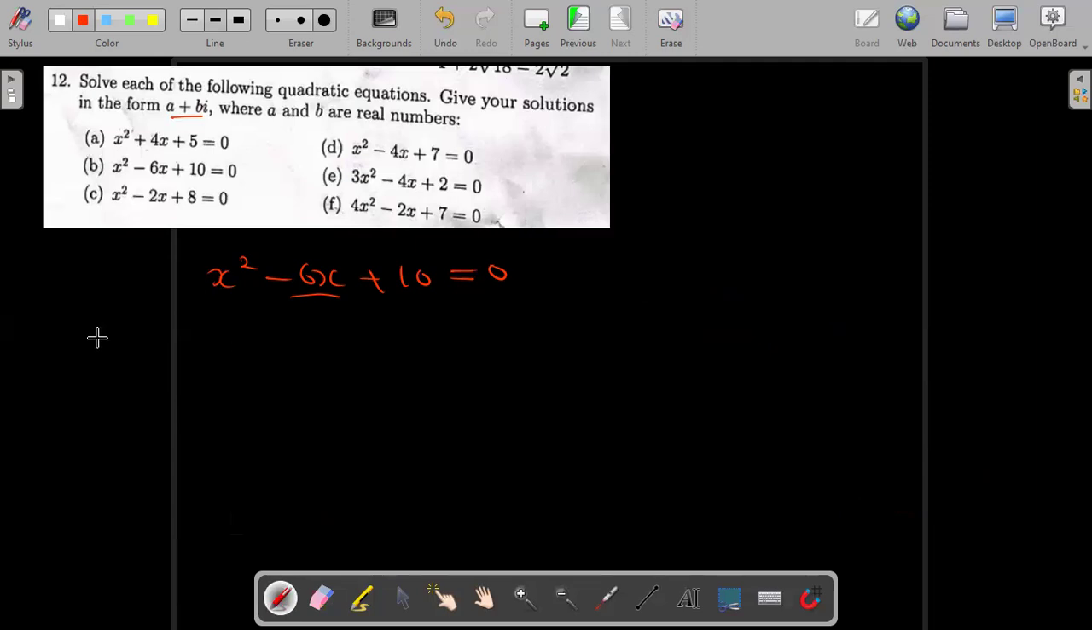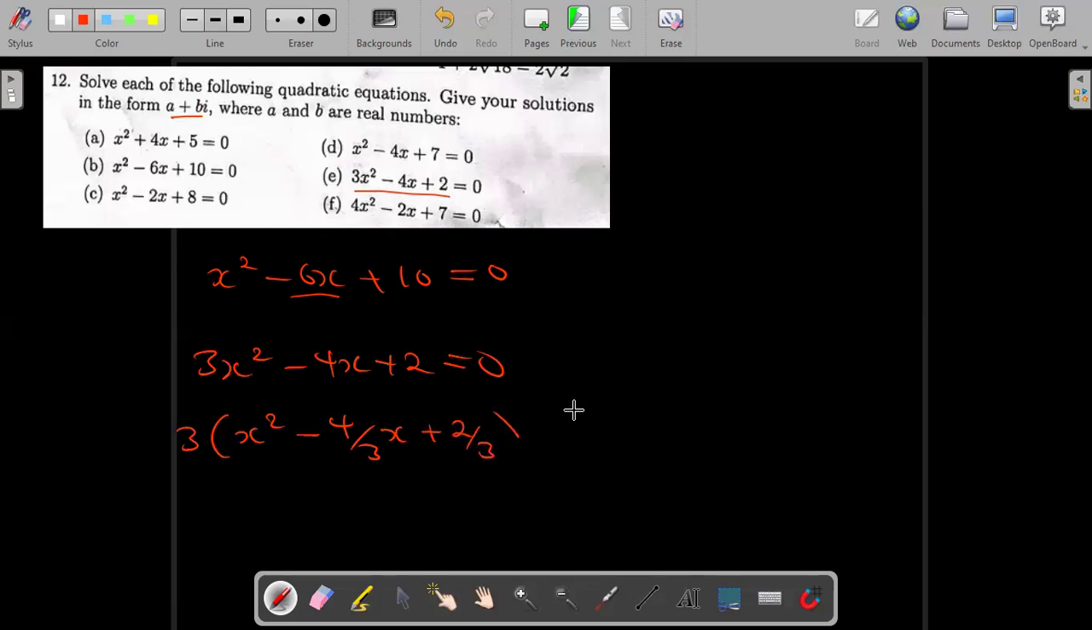Let's take an example: 3x squared minus 4x plus 2 is equal to 0, where this has a coefficient. The first thing is you factor out this coefficient. When you factor out the 3, you have x squared, then minus 4 divided by 3 x, and plus 2 divided by 3, equal to 0. So that's the first key step: you have to factor out. The earlier one had a coefficient of 1, so we didn't factor out.